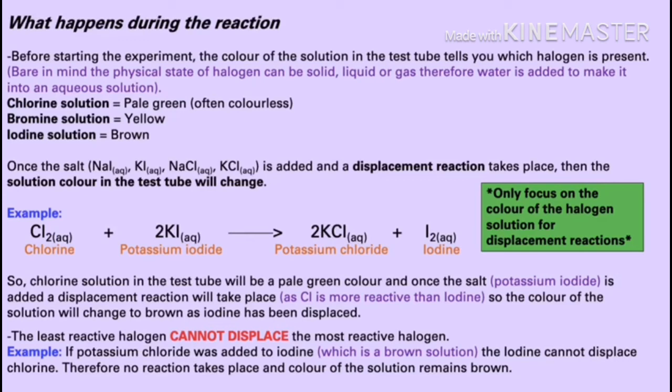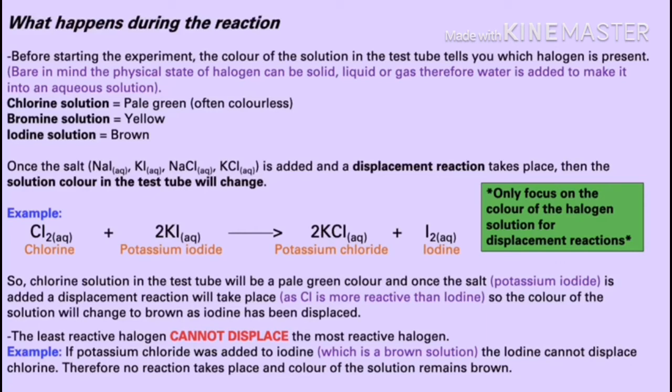Once the salt is added and a displacement reaction takes place, then the solution colour in the test tube will change. So, chlorine solution in the test tube will be a pale green colour, and once the salt, which is potassium iodide, is added, a displacement reaction will take place, as chlorine is more reactive than iodine. So the colour of the solution would change to brown as iodine has been displaced.